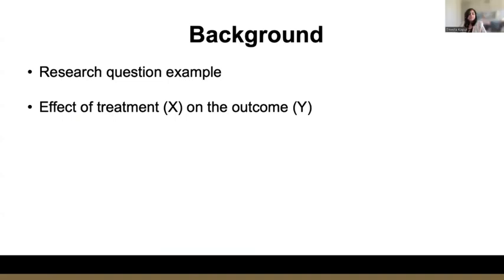So next, moving on to the background, before we get talking about propensity score matching, I would like to give you a little bit of background about why we need to do this and what's the purpose of propensity score matching. And to do that, let's think of a sample research question. Let's assume a very simple one in which we want to see the effect of a treatment, say X, on the outcome that is Y.